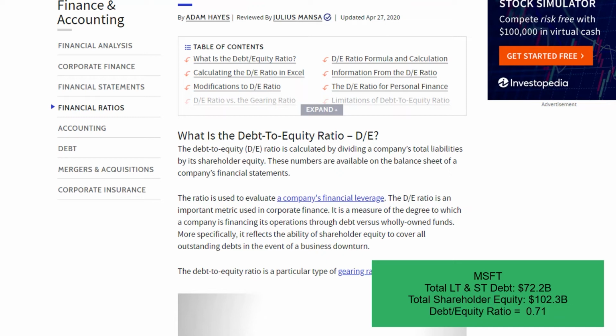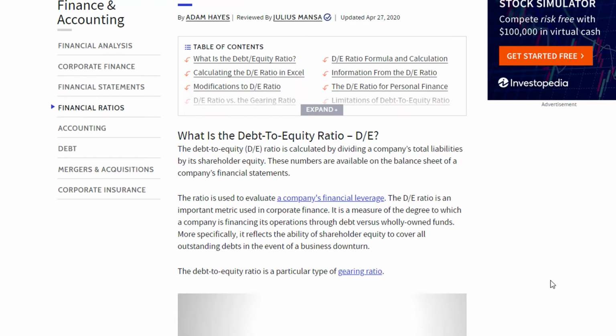So you can calculate it either way. The numbers are available on the balance sheet. The ratio is used to evaluate a company's financial leverage. The debt to equity ratio is an important metric used in corporate finance. It's a measure of the degree to which a company is financing its operations through debt versus wholly owned funds. More specifically, it reflects the ability of shareholder equity to cover all outstanding debts in the event of a business downturn. So that is the debt to equity ratio.